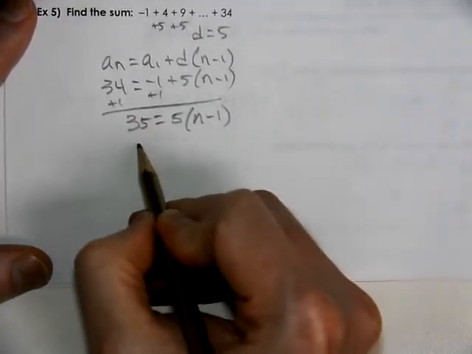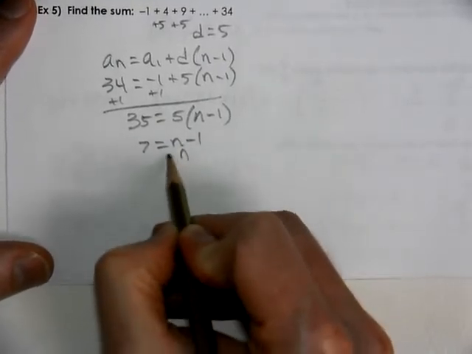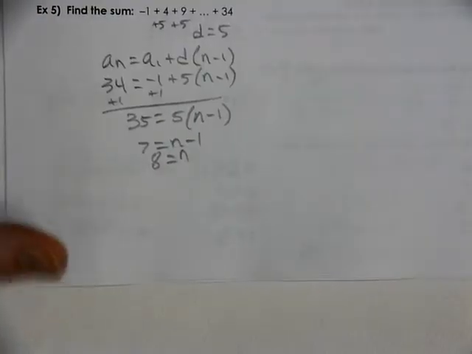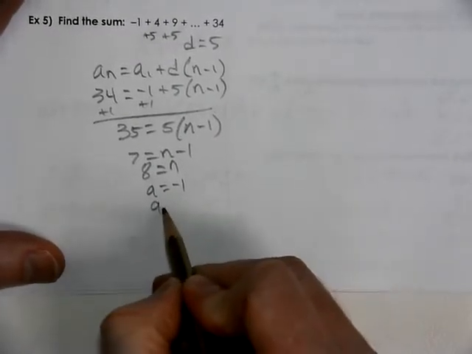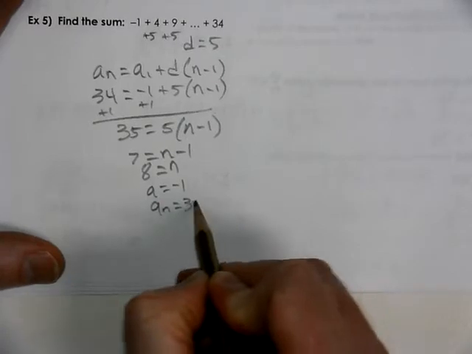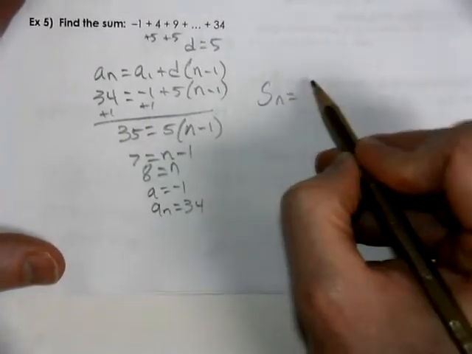You could distribute or you can just divide and then you can add. So there must be 8 terms. We know the first term is negative 1, and we know the last term is 34. So we're ready to calculate.